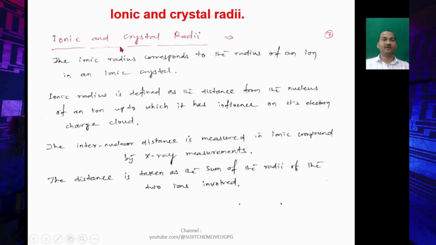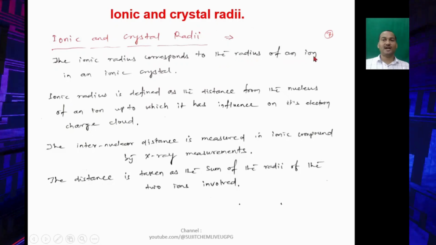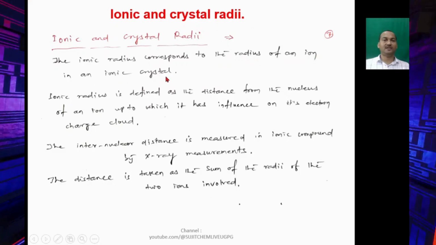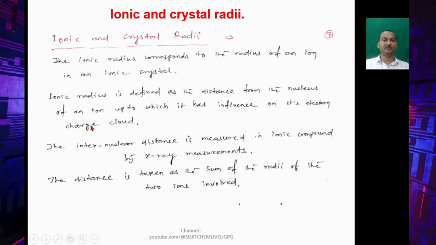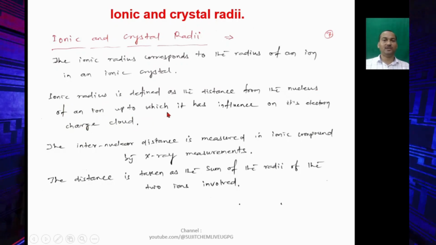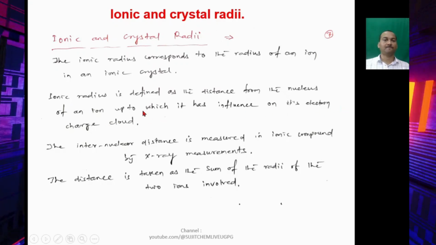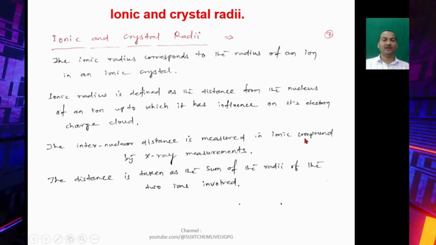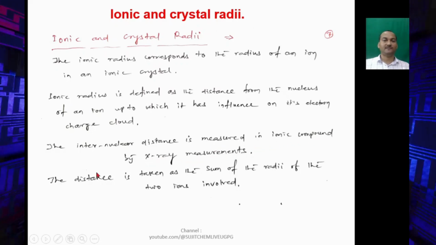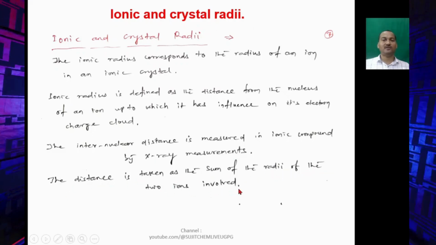Let's talk about ionic and crystal radii. The ionic radius corresponds to the radius of an ion in an ionic crystal. Ionic radius is defined as the distance from the nucleus of an ion up to which it has influence on its electron charge cloud. The internuclear distance is measured in an ionic compound by X-ray measurements. This distance is taken as the sum of the radii of the two ions involved.